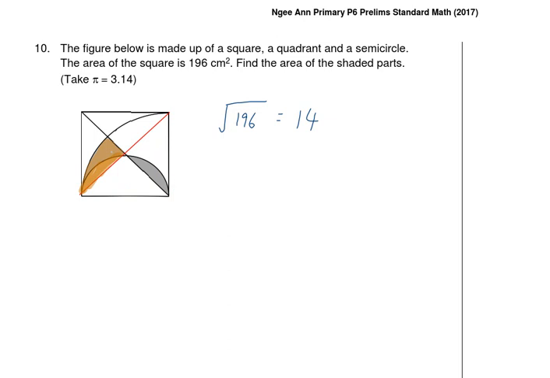Let me use another color to shade out the triangle for you so that you can see. This is the triangle. So using the quadrant, I subtract off the green color triangle. I will actually get this part. This is what I call half a leaf, half the shape of a leaf. Then I divide by 2, I can find the shaded part.